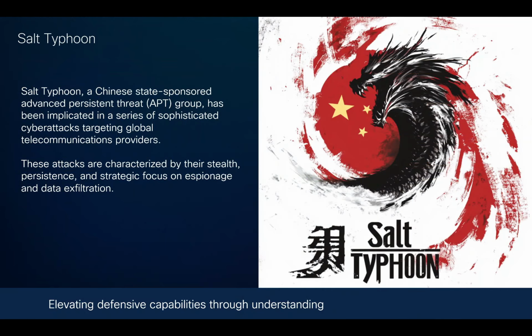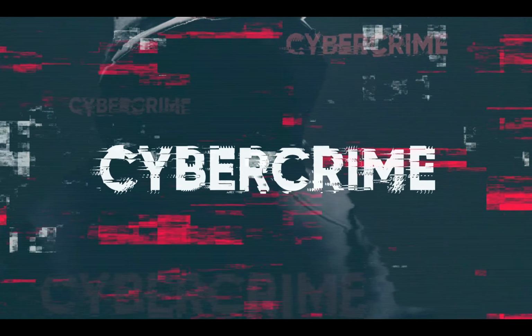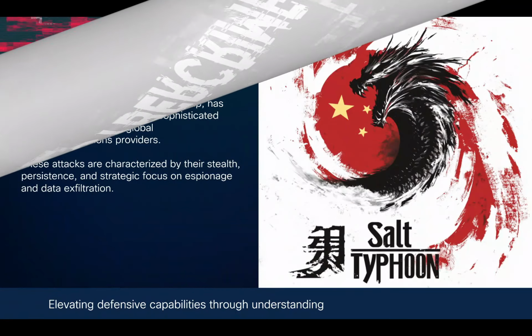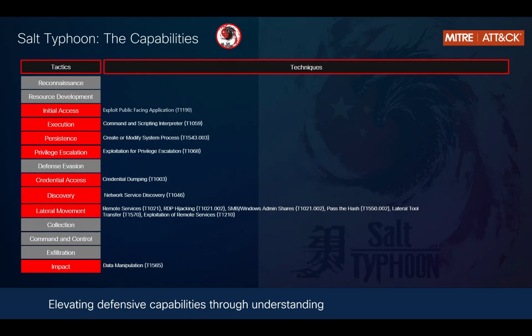Now, when we look at Salt Typhoon, this is a Chinese state-sponsored advanced persistent threat group. Now, they have recently been implicated in attacks against global telecommunication providers. Now, this adversary is very stealthy, persistent, and they have a strategic focus on espionage and data exfiltration. Now, this isn't a comprehensive list, but this just gives you an idea of how the adversary has had success. Now, everything in red is a capability.